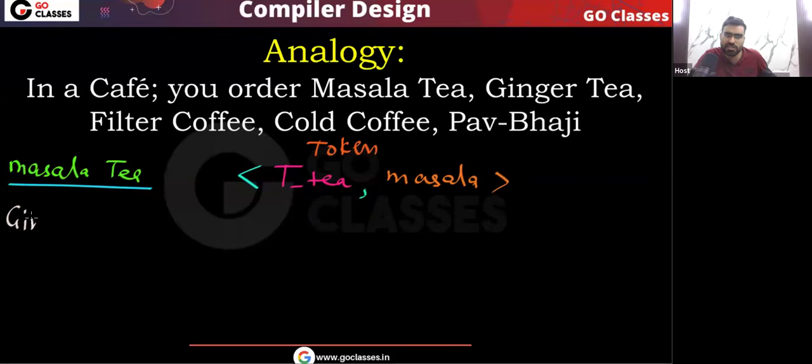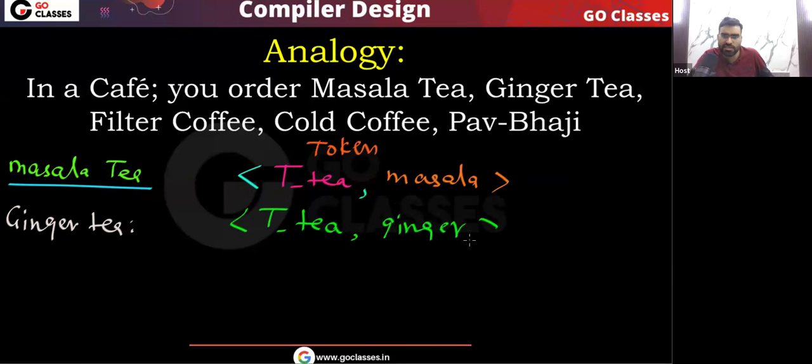Similarly for ginger tea, what will happen? Another token will be generated. The token name is tea, but the attribute is ginger, or I can say the value is ginger. This is additional information, the attribute for this token. The token name is T, and this attribute, or value, is additional information about the token. Is this clear? Please tell me.